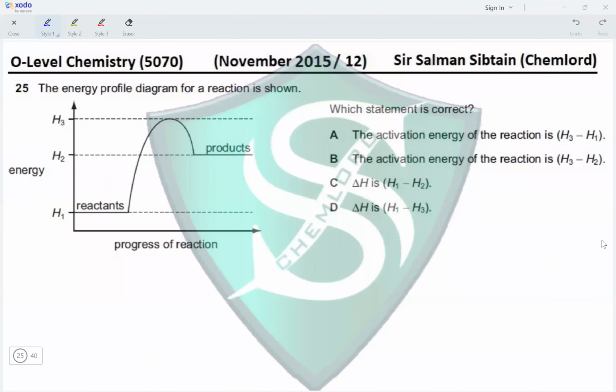Question 25. The energy profile diagram for a reaction is shown. And this is an endothermic reaction because the energy of the products is greater than the energy of the reactants.